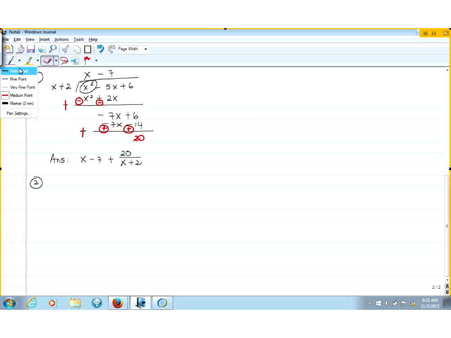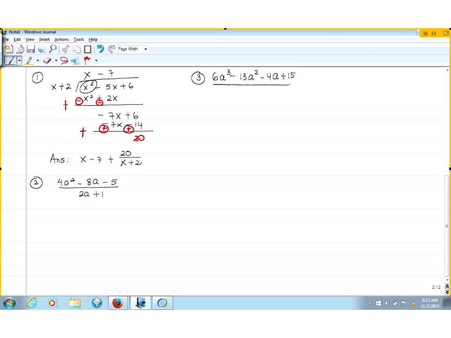Okay, good. Now, why don't you guys try this one? Number 2: 4a squared minus 8a minus 5 divided by 2a plus 1. Try it. And then number 3: 6a cubed minus 13a squared minus 4a plus 15 divided by 3a minus 5. And then number 4: x cubed plus 4x plus 5 divided by x plus 1. So try number 2 and 3.